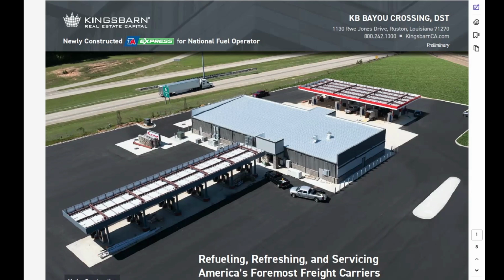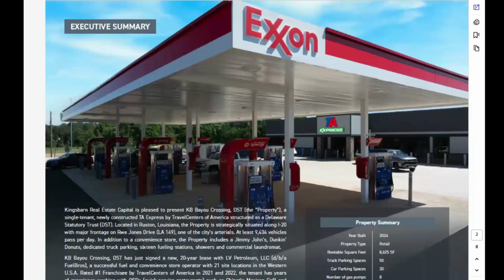So this was a TA Express, which is a truck stop, convenience store, quick food service location in Louisiana. This is a rendering. This is what they're building right now. So this would be a brand new travel center with a 20-year lease on it.